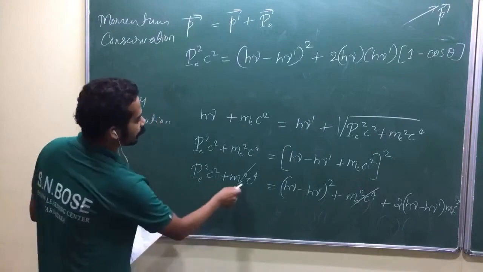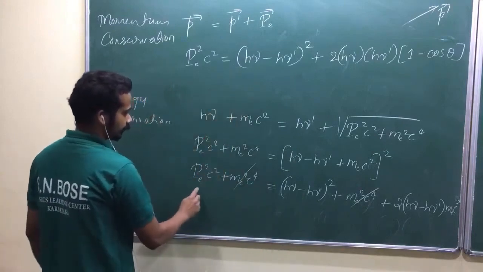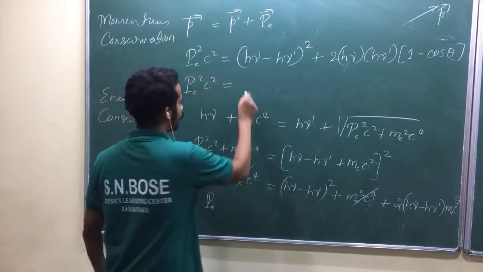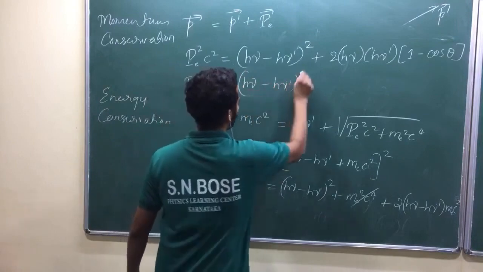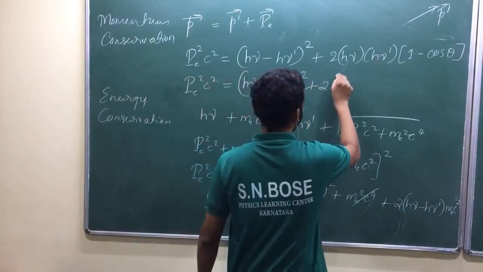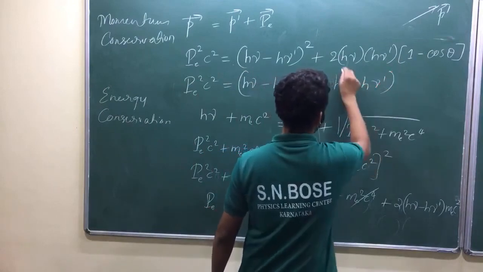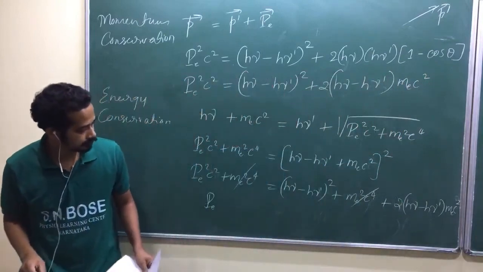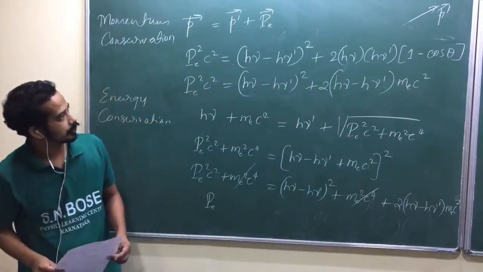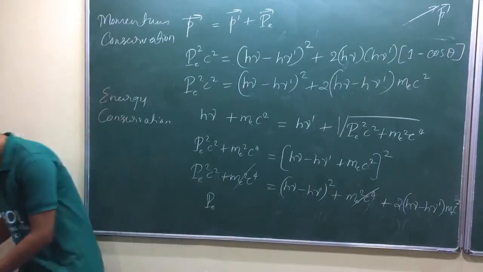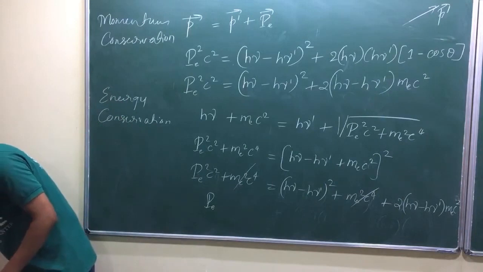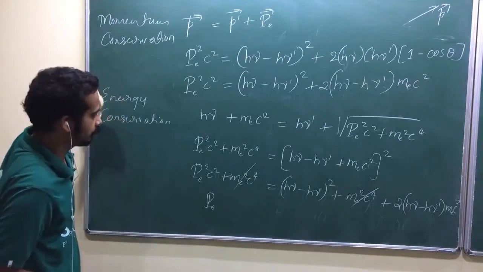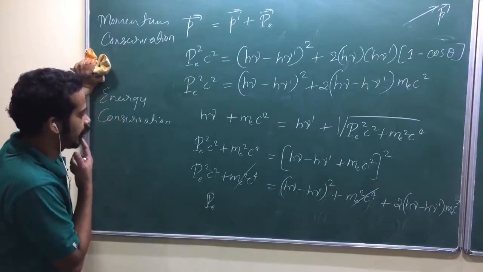Now when you compare these two, is that okay? The whole thing is, let me write it here, Pe square c square is equal to h nu minus h nu prime, the whole square, plus 2 times h nu minus h nu prime into me c square. Just check it out. Is that it? Any other manipulation? I think yeah, that's correct. Is that okay?